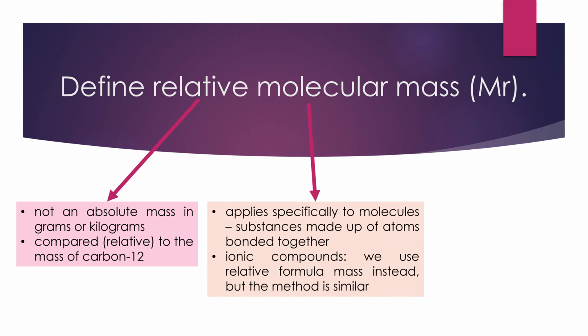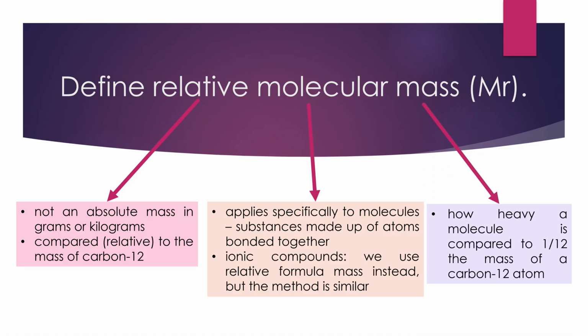Molecular basically means that it is connected to molecules. When we say molecule, it is something made of more than one atom, and these atoms are connected with a chemical bond. We also have ionic compounds, which are made of ions. For these, a different word is used: instead of molecule, we use the word formula mass. But the procedure for calculating is the same, just the type of compound is different.